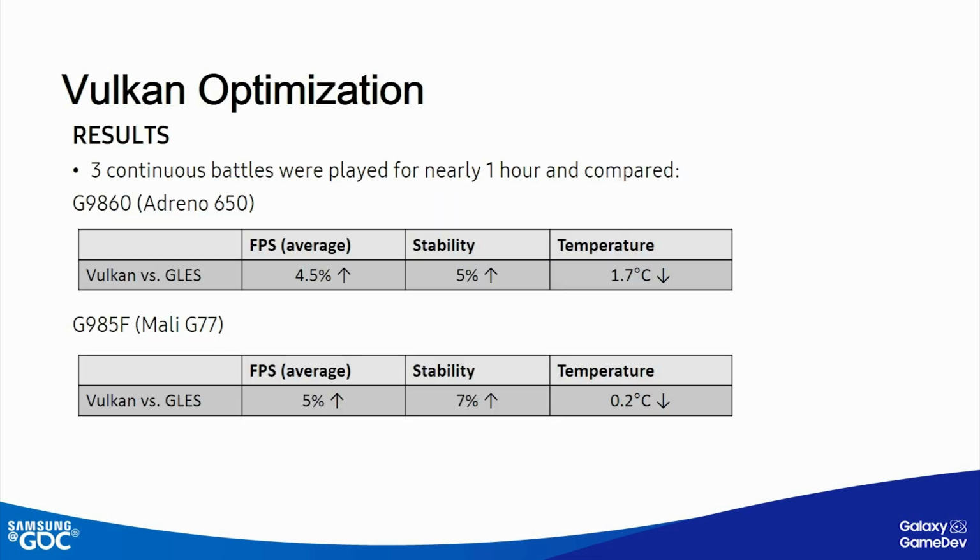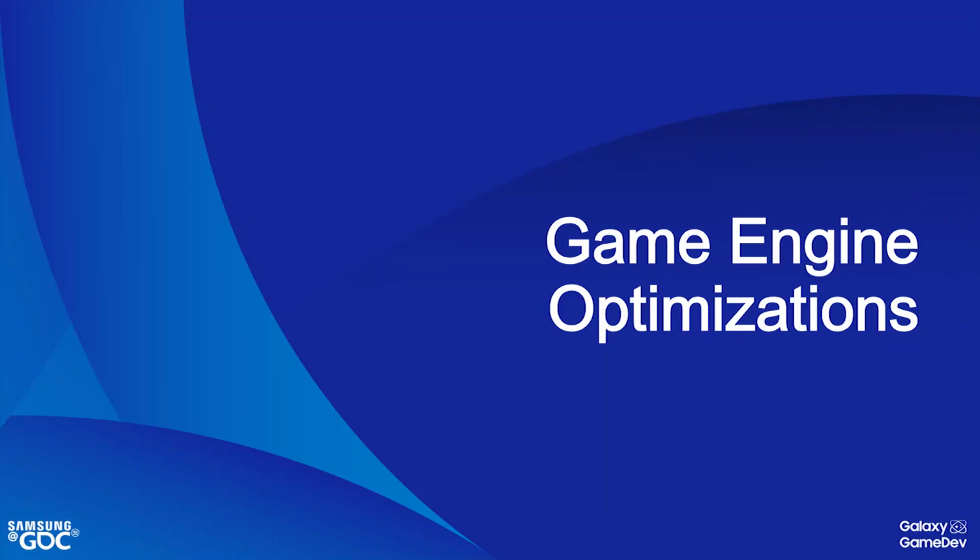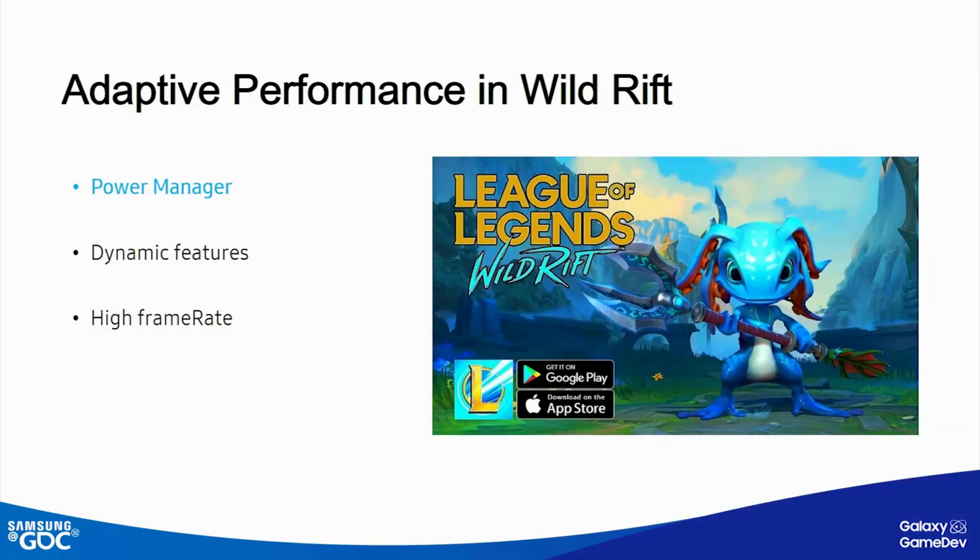What we can see here is that with our Vulkan optimizations, you're able to achieve a higher FPS, a more stable FPS, with lower temperature, so you'll be able to play your game for longer with lower power consumption. Now we are going to talk about the game engine optimizations. Here we're going to talk about power management, dynamic features, and high frame rates.